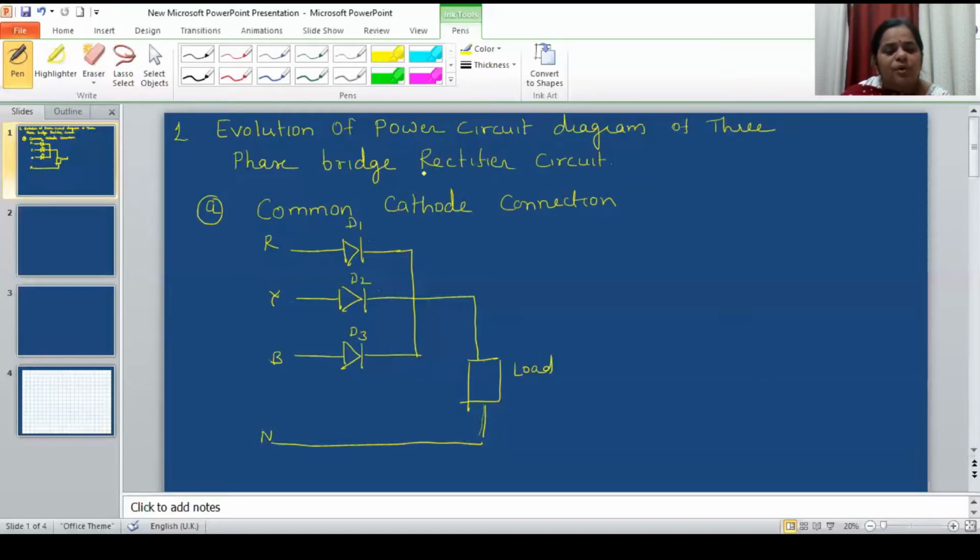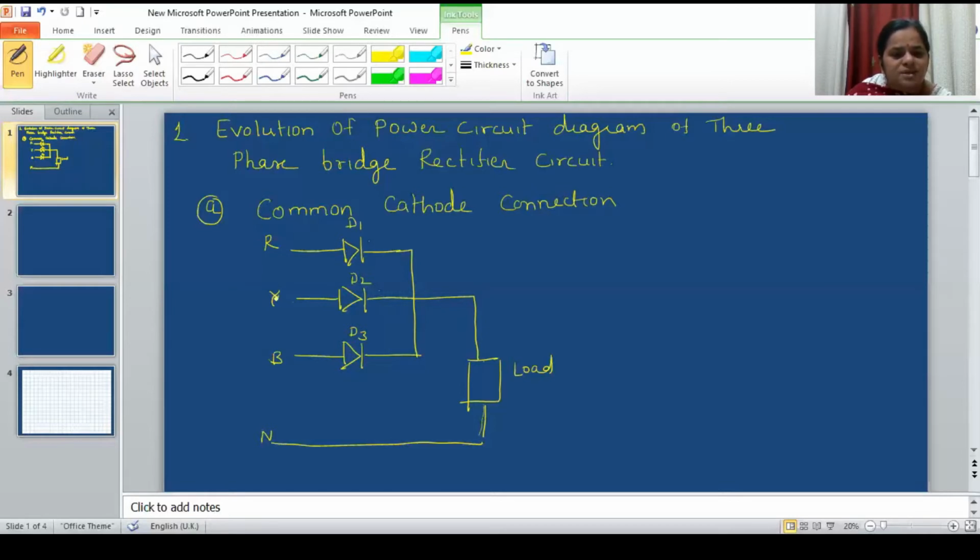Now, before understanding how the power circuit diagram of a three-phase bridge rectifier circuit comes into existence, let us try to understand the different kinds of connections amongst the power semiconductor devices. So, the first connection is the common cathode connection. When we call it a common cathode connection, suppose there are three diodes and the anodes of these three diodes are connected to the three-phase AC supply.